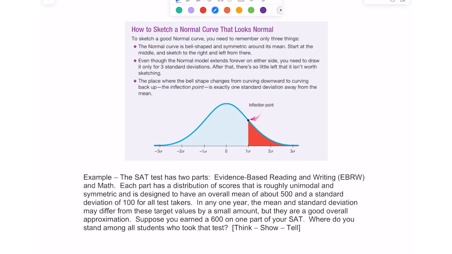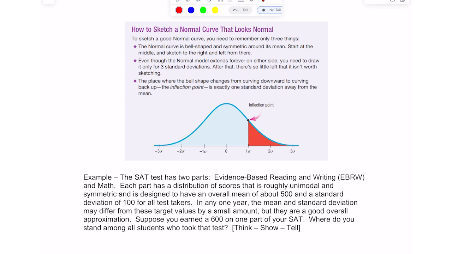In this video, we're going to look at the normal model and what to do when our values are not at specific z-scores like 1, 2, 3, -1, -2, -3.